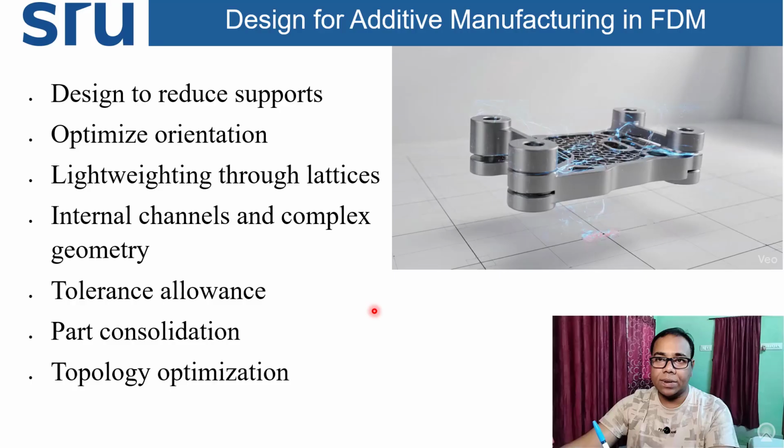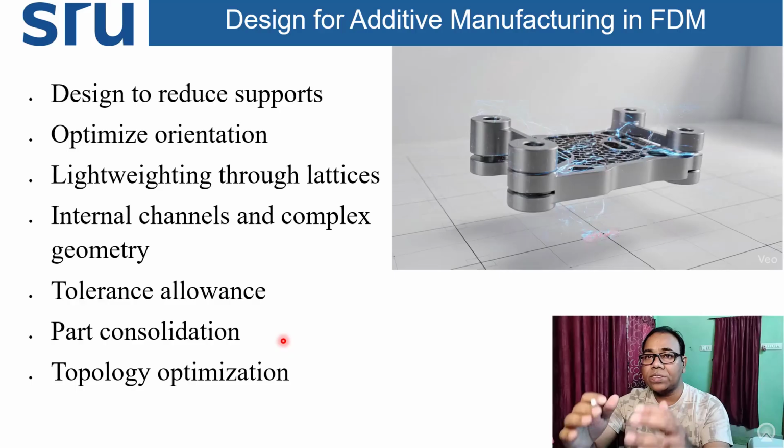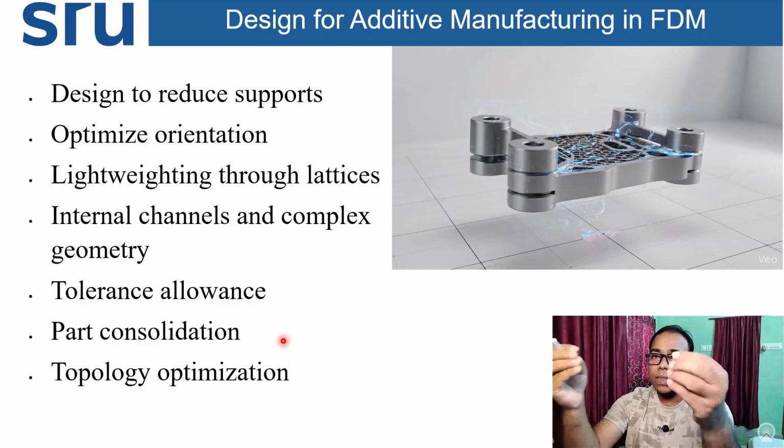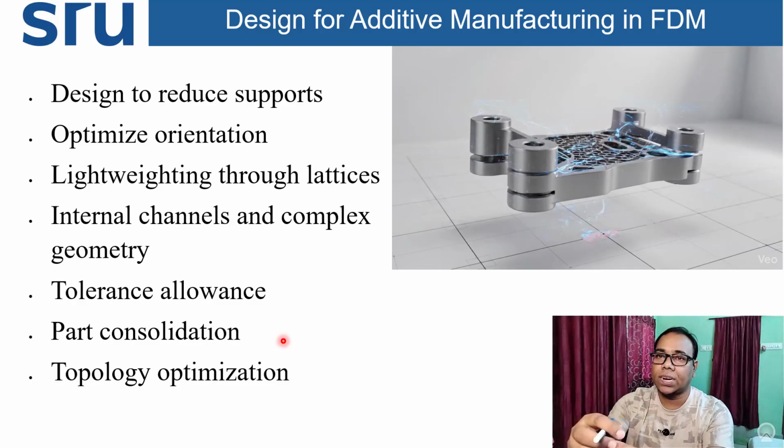Part consolidation is nothing but how many parts are assembled together. Maybe in one printing all parts are not possible. So you have to do the study of the optimal number of different parts required, and all those different parts should be printed separately on different machines, and after that they will be assembled together. That will come under part consolidation.